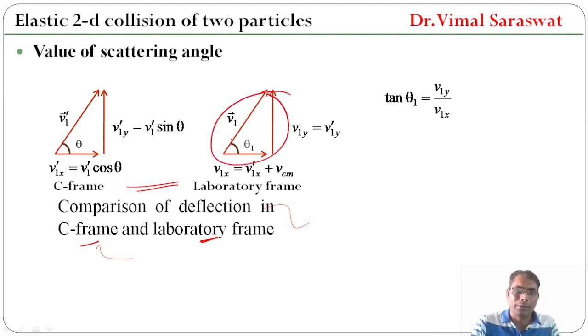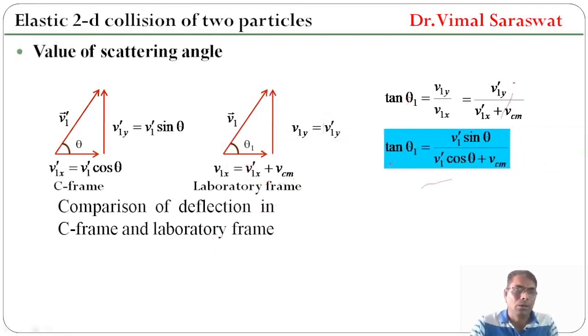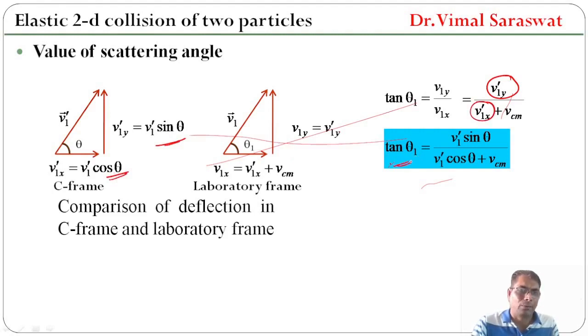Now from this diagram, tan theta 1 equals v1y upon v1x, and v1y equals v1y dash, and v1x is v1x dash plus vcm. So tan theta 1 equals v1y dash upon v1x dash plus vcm. Now v1y dash is v1 dash sin theta, and v1x dash is v1 dash cos theta. So tan theta 1 equals v1 dash sin theta divided by v1 dash cos theta plus vcm.